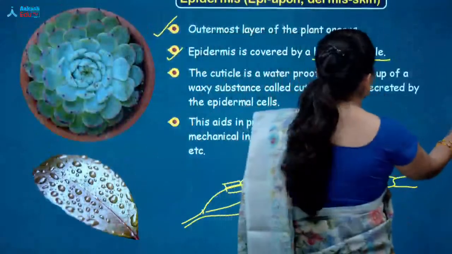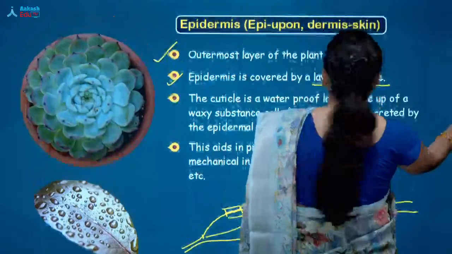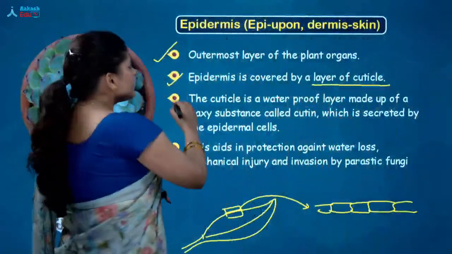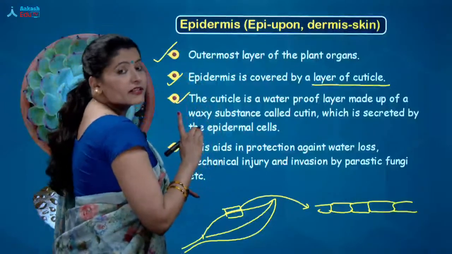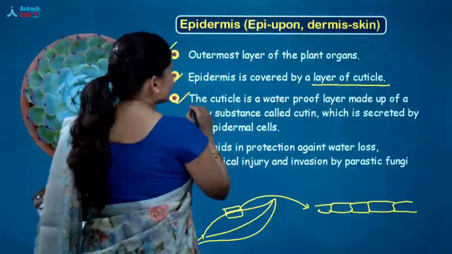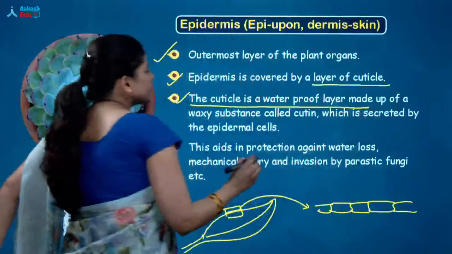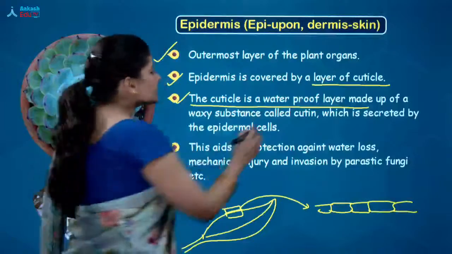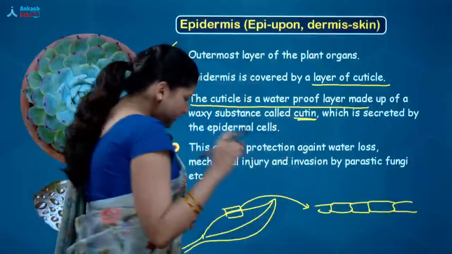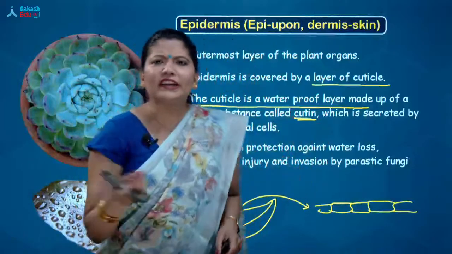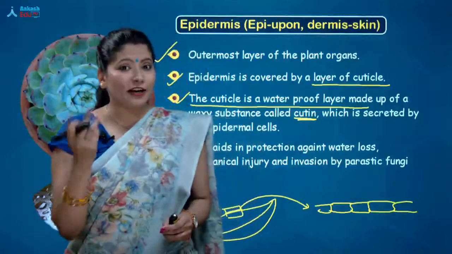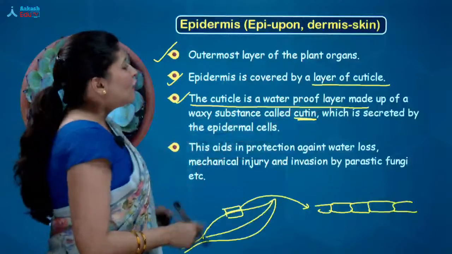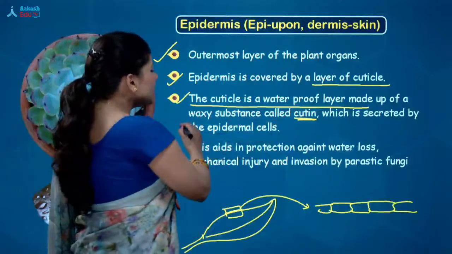So epidermis is covered by a layer, and that layer is known as cuticle. The cuticle is a waterproof layer which is made up of a waxy substance, and that waxy substance is known as cutin. Sometimes you observe a leaf that is shining a lot. So that shining is because of this waxy layer. This is cutin, which is secreted by the epidermal cells.